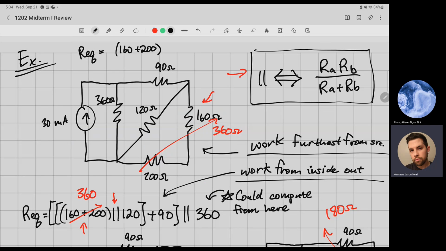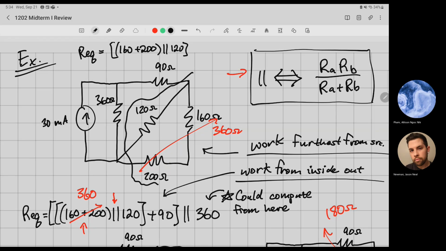So now I can mark this off, right? I know that those, and you kind of visualize this in your mind. So now I know that this is a 360 right here. So now I know that 120 is in parallel with that, and I would do parallel with 120, and then I would bracket those off together. And then now that these are all taken care of, you kind of visualize this a little bit.